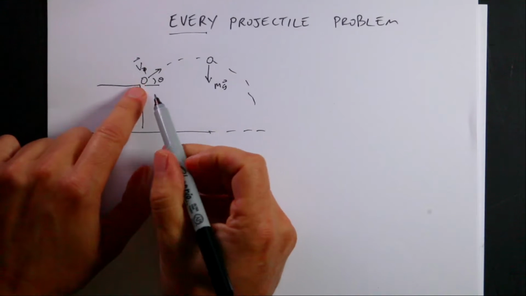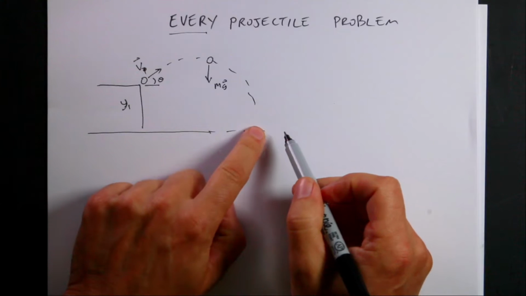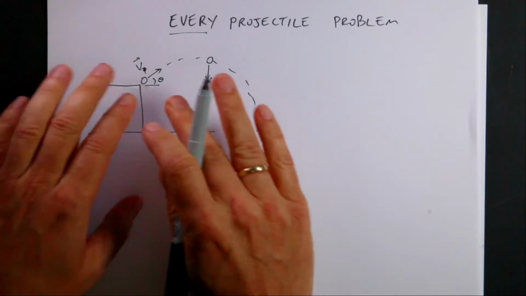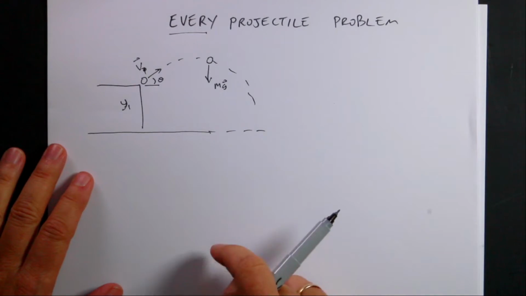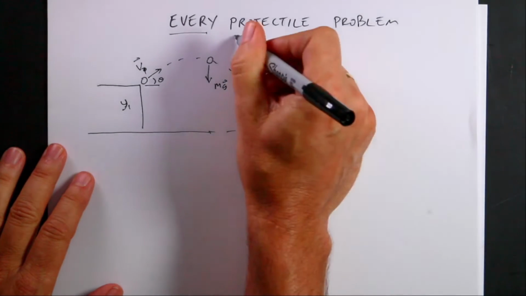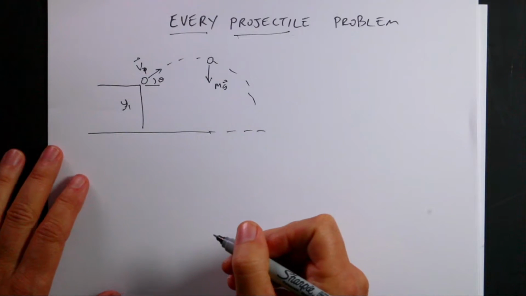So from the time it leaves the launcher, whatever that launcher is, till the time right before it hits the ground, that whole time there's only that one force acting on it. That's projectile motion. Projectile.